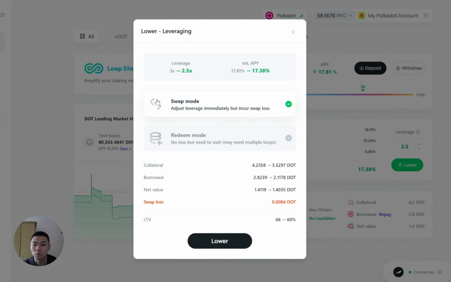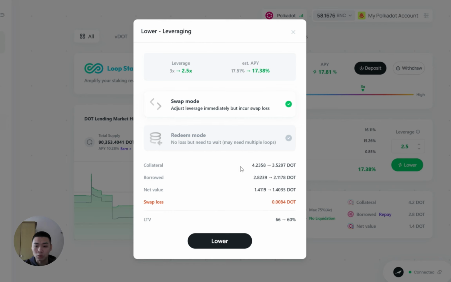So we go to the swap mode first. We're trying to decrease our position from 3 times leverage to 2.5, and the estimated APY is shown here. It will decrease as well. The swap mode means the system will help us swap vDOT to DOT and then pay back our debt. Our position is full of vDOT right now, right? It's 3 vDOT, and we borrowed 2.8 DOT. So the system will help us swap that vDOT into DOT and pay for that.